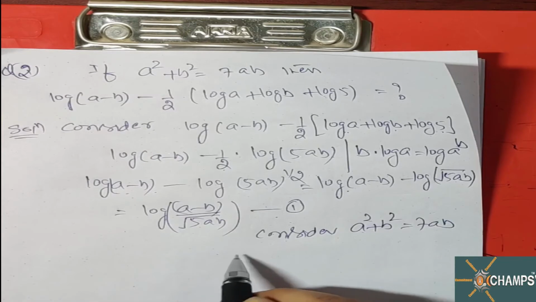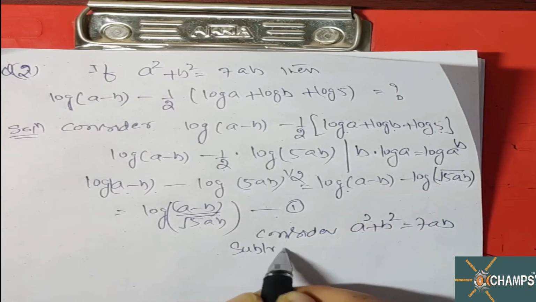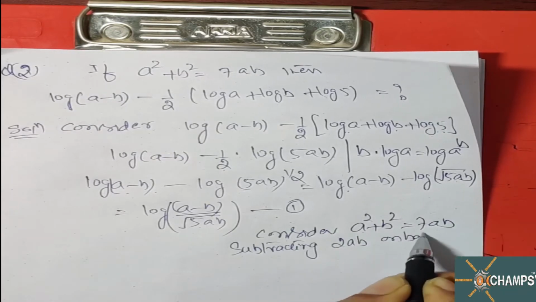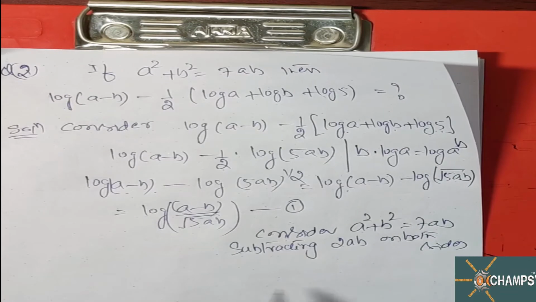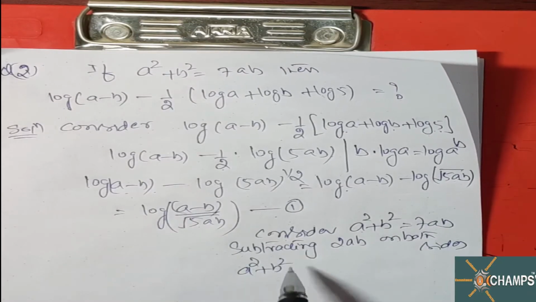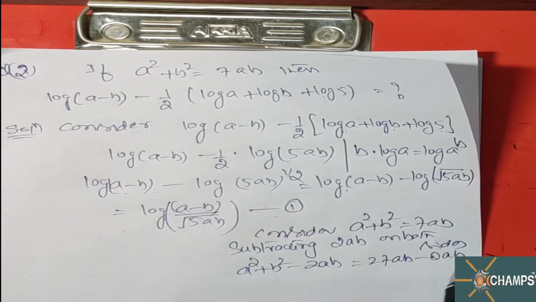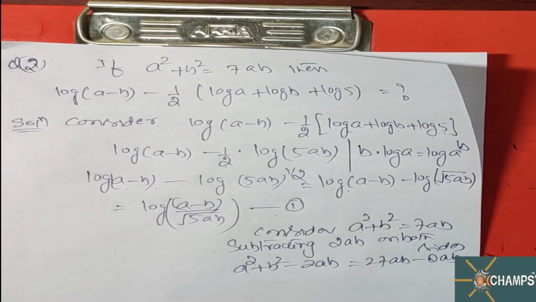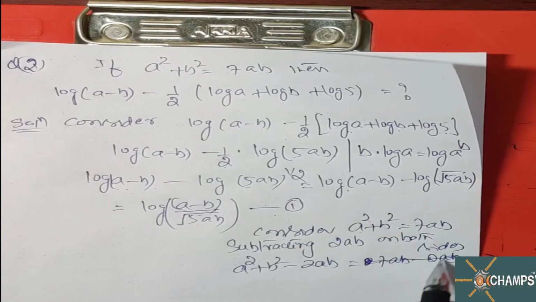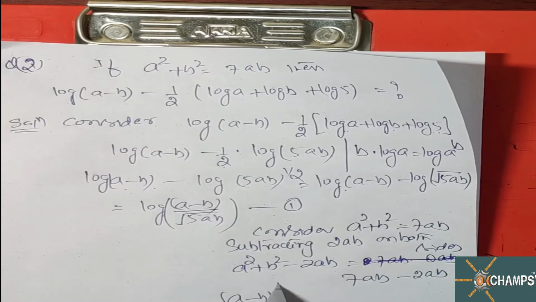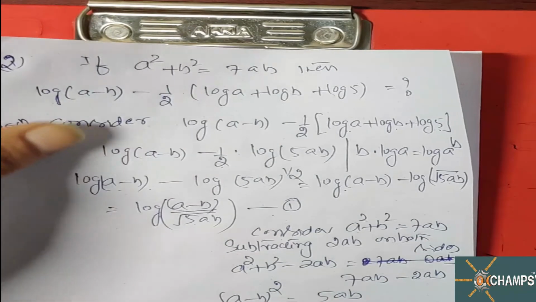So subtracting 2ab on both sides, a square plus b square minus 2ab is equal to 7ab minus 2ab. There is no 27, it is 7ab minus 2ab. Now a minus b whole square is equal to 5ab.